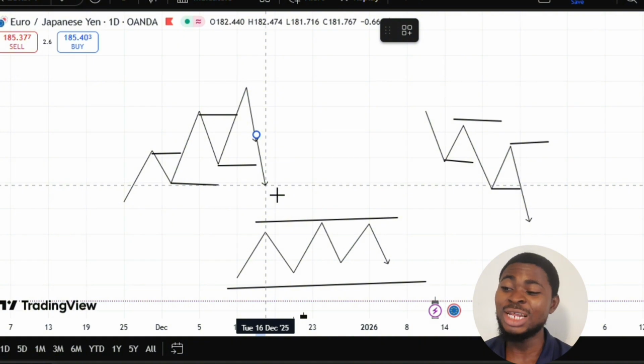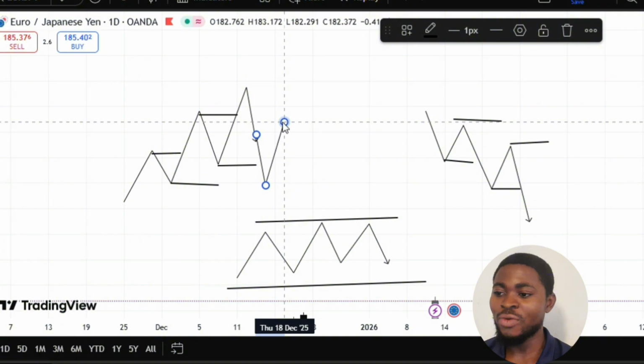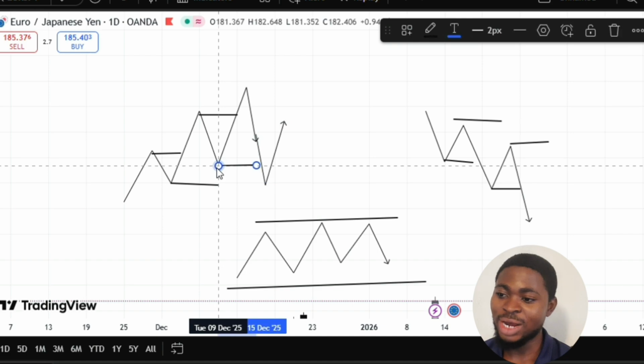But right now you see price breaking the previous higher low. So right now this is a change of character. Now price can go back up, right? Now a change of character has happened right here, right? Over here is a change of character, right?